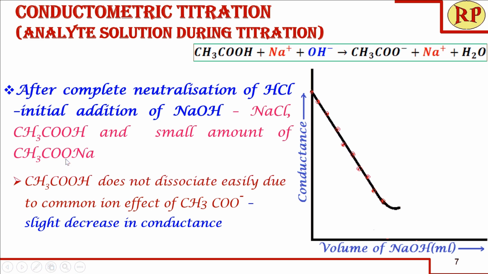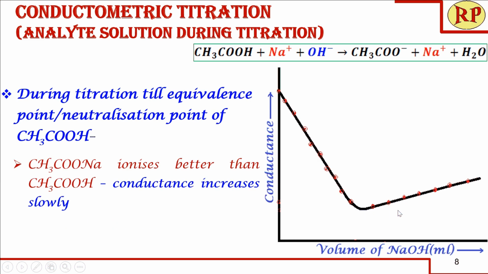Then here we see that acetic acid does not dissociate easily for two reasons. It is already a weak acid, and it does not dissociate because of the common ion effect, because we have acetate ions both on the left hand side as well as on the right hand side. That is, on the left hand side we have acetic acid and on the right hand side we have sodium acetate. So there is a slight fall in the conductance initially.